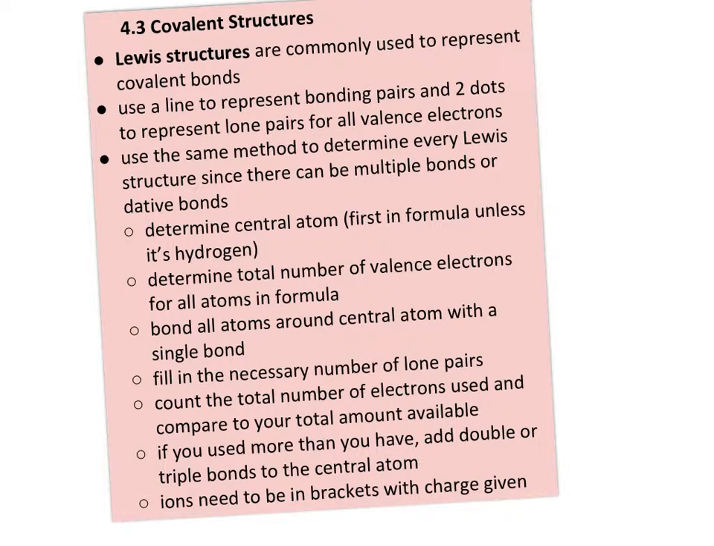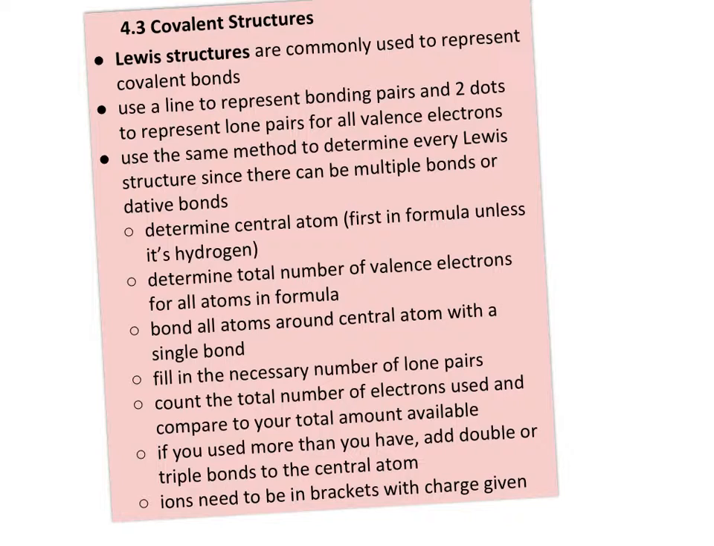And as I said, these are commonly used to represent covalent bonds, and you can either use a line to represent the bonding pair, or you can use two dots, but commonly you use a line to represent the bonding pair and then two dots to represent the lone pair, so then it's easy to pick out bonding pair versus non-bonding pairs. And you represent all valence electrons for each atom in the molecule.